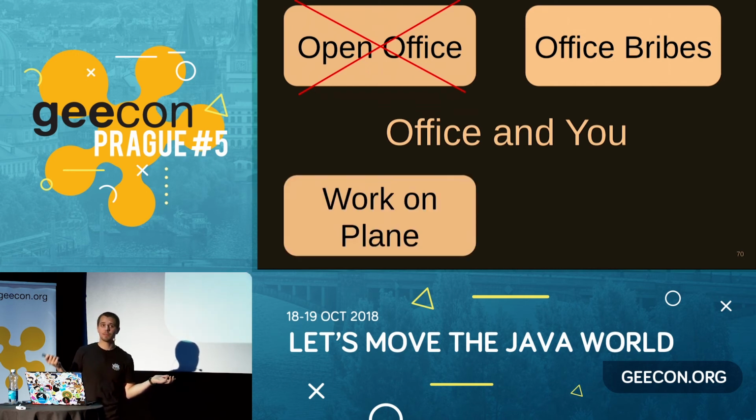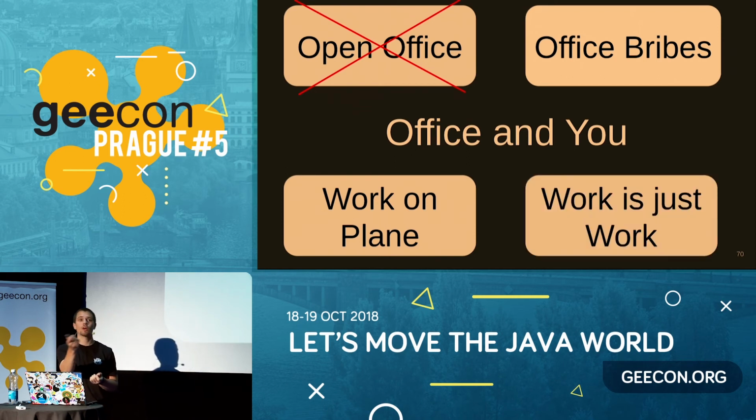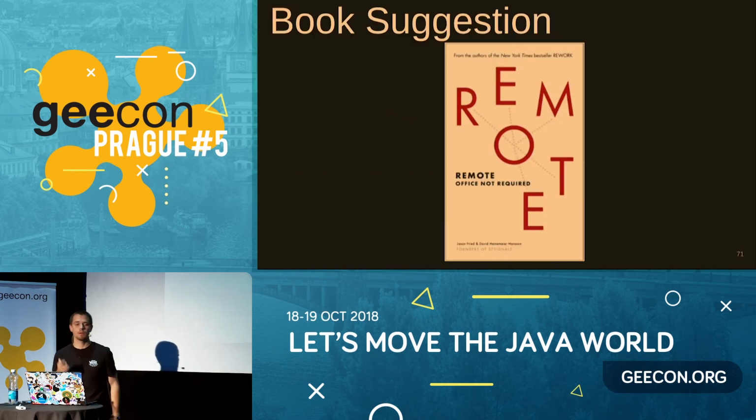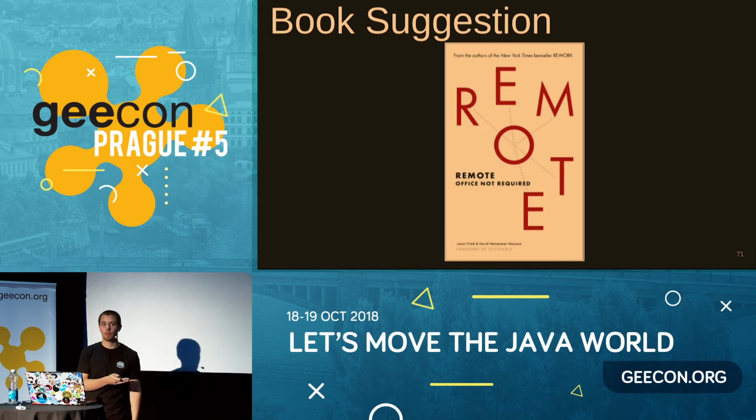And again, as I mentioned, sometimes you get to do more work from the plane. Why is that, I wonder? So consider maybe remote work. And there is a great talk after this on remote work, by the way. And again, work is just work. As I've shown you before with those different tweets, and you probably know yourself, everyone is replaceable. And there is a great book on remote work as well, which I'll recommend.